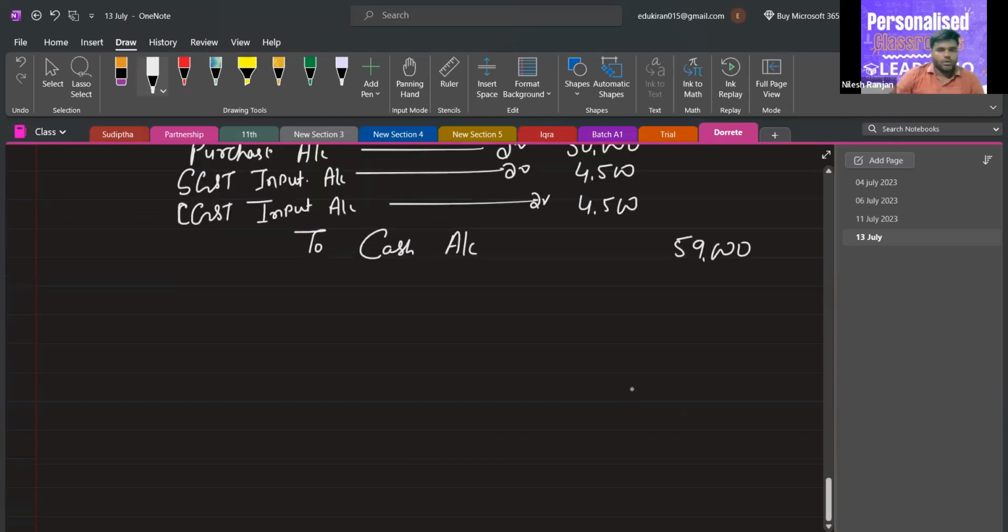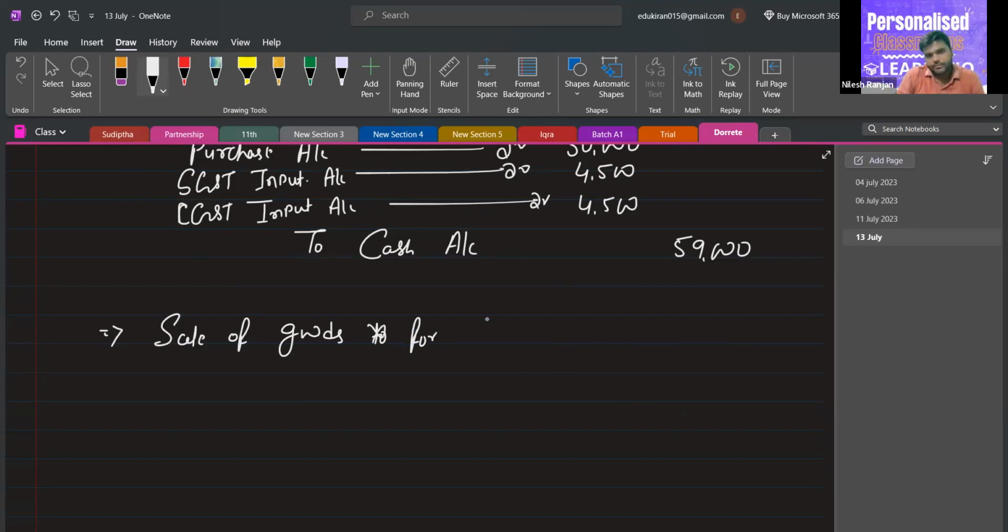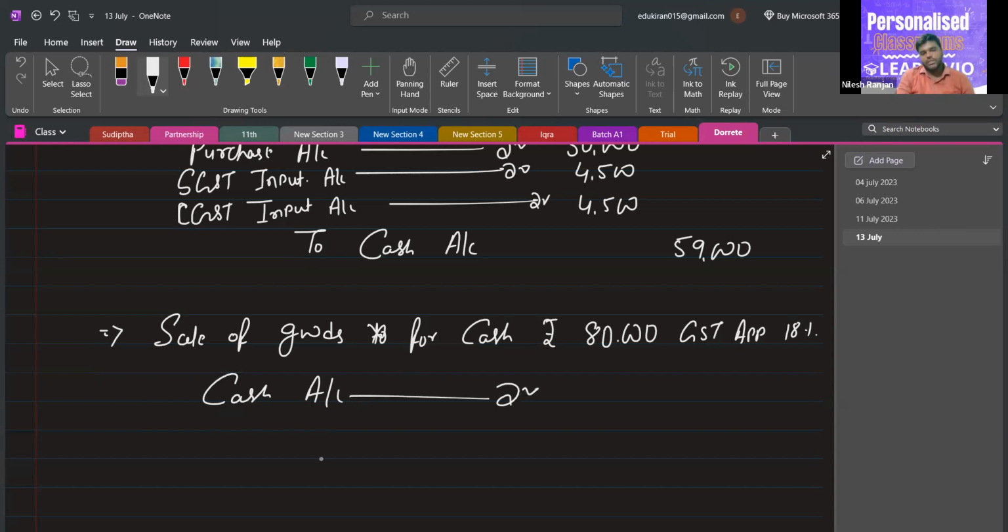Now, sale of goods for cash, rupees 80,000, GST applicable 18%. Now we are selling goods, so cash account debit. The entry is cash account debit to sales.